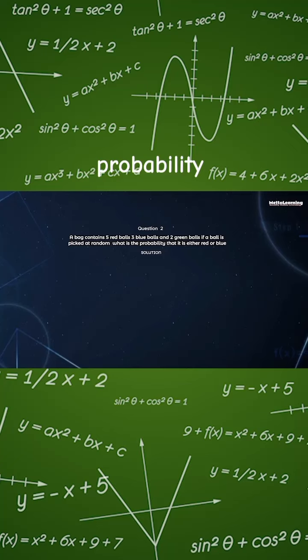So what are the factors that we are looking at? The probability that it is either red or blue. So we have to find the probability that it is red. So what is the total number of red balls? Yes, 5. And what is the total number of blue balls? Yes, 3. Then what is the total number of balls in the container or in the bag?